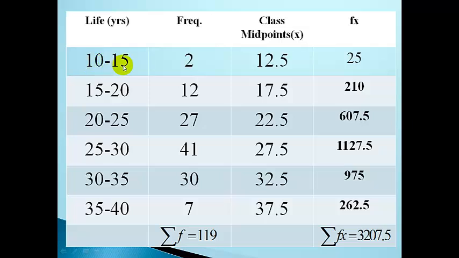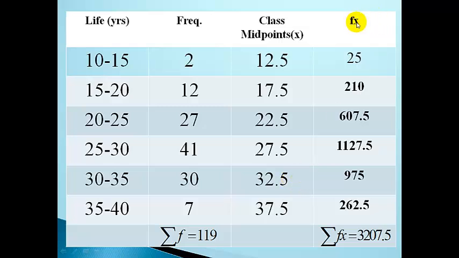Example, 10 plus 15 is 25, and when we divide 25 by 2, we have 12.5. 15 plus 20 will give us 35. When we divide 35 by 2, we have 17.5. So I advise you to continue, as you have the values 22.5, 27.5, 32.5, and 37.5. You can pause where you have to pause and do the calculation so you can understand it better for yourself.